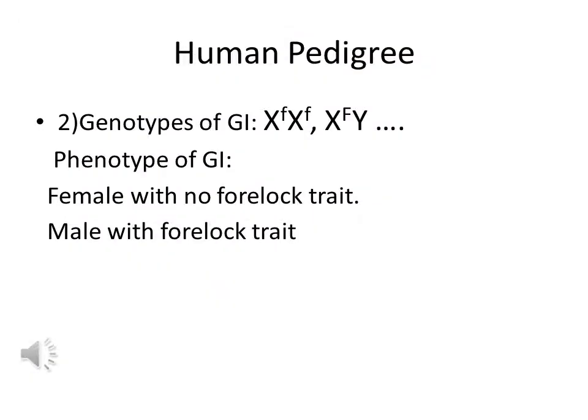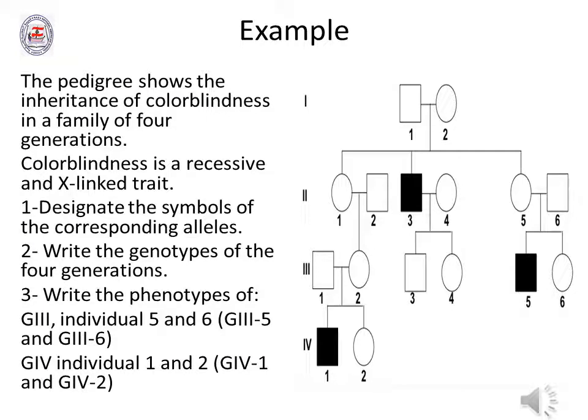The genotypes of generation 1 are represented by X^f X^f for the female and X^F Y for the male. The phenotypes of generation 1 are female with no forelock trait and male with forelock trait. This is another example of a sex-linked disease.